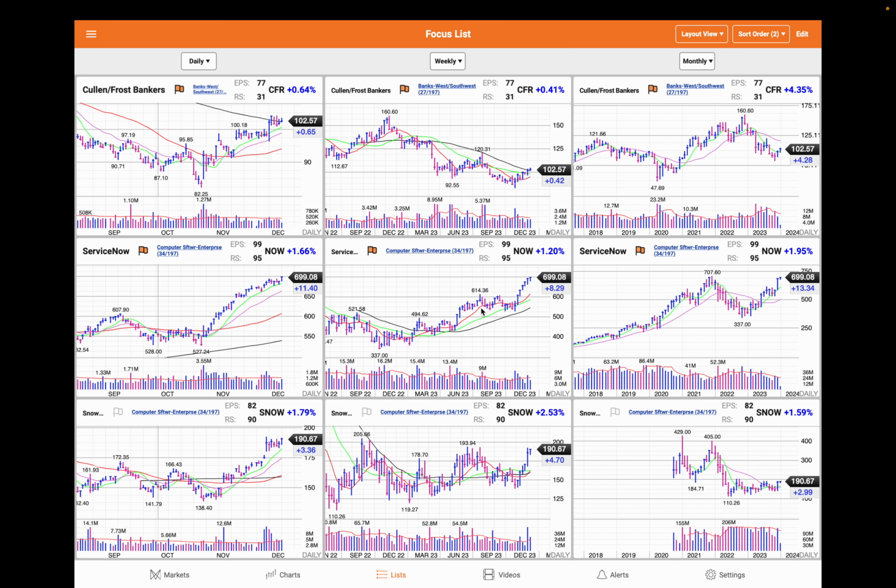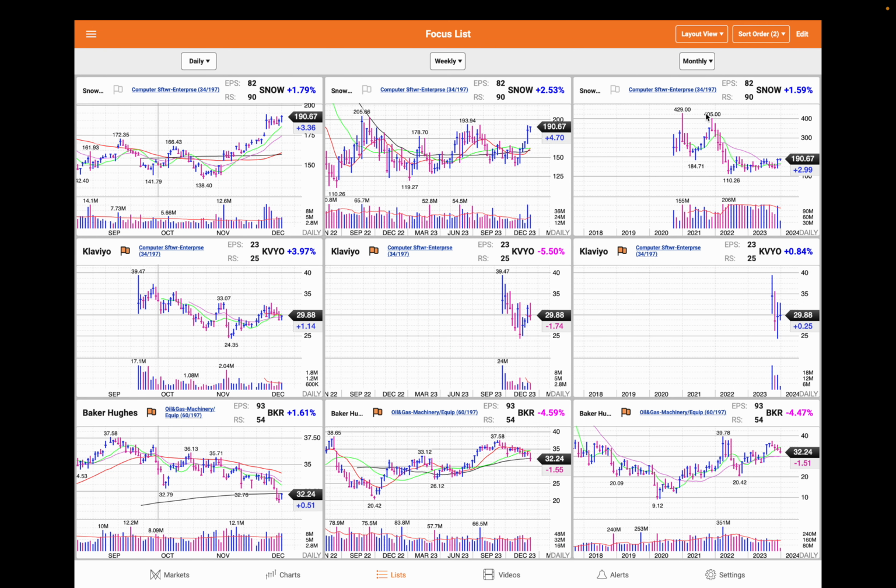ServiceNow went up pretty high. I had this name, and I made some money. And in a long-term monthly chart, it's kind of reaching the pivot point. And if it breaks out above the 707 point, it may go higher. So that's what I'm watching.